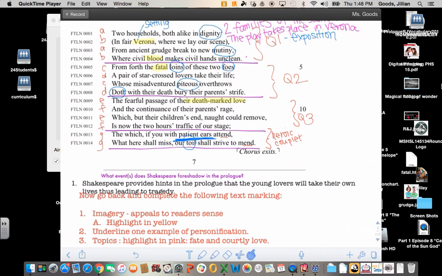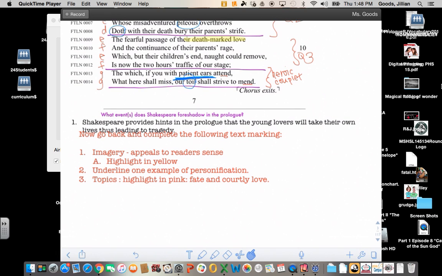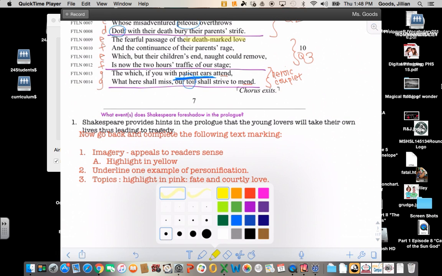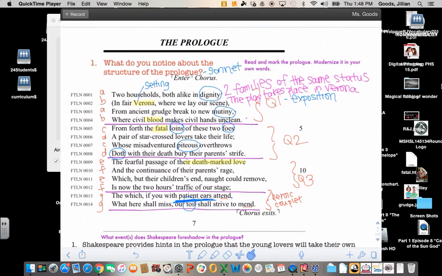People are patient. That's a human characteristic given to a not human object or thing. And lastly, I asked you all to highlight in pink an example of fate and examples of courtly love. So I'm going to change my highlighter to pink. I'm going to scroll back up here to the prologue, and we are going to mark some examples that we found. So first, this idea that these two households in line 1 are both alike in dignity, which we already said means two families of the same social status.